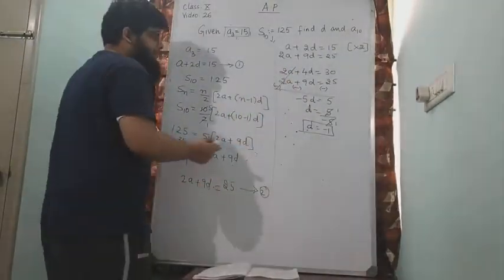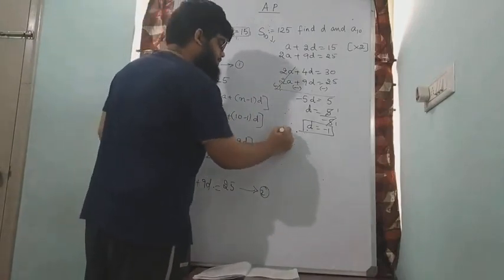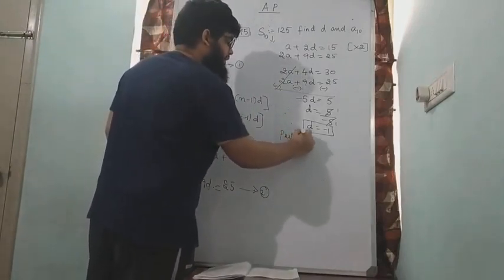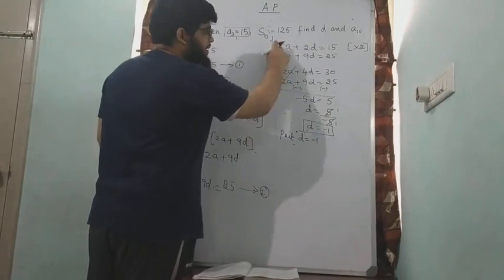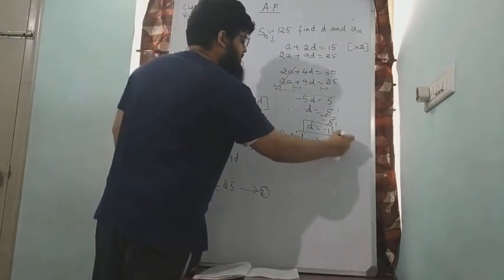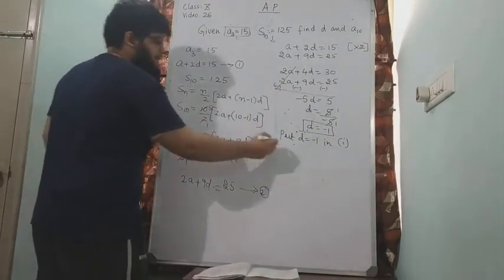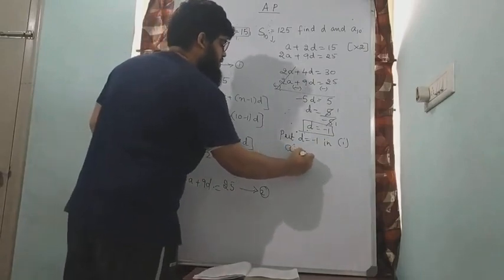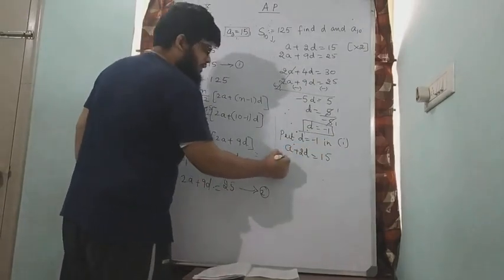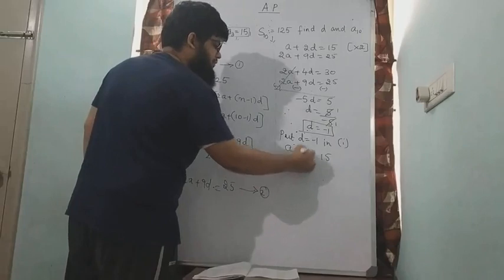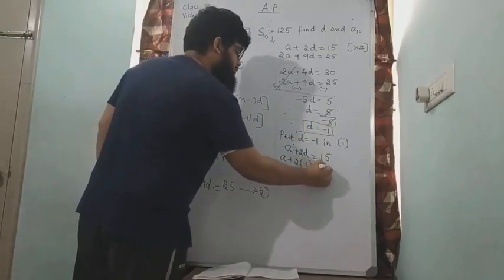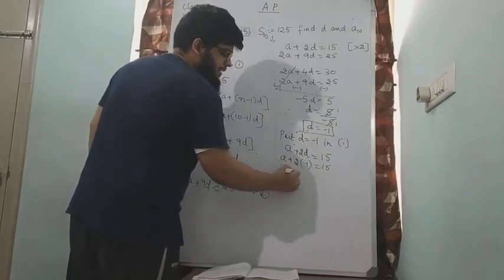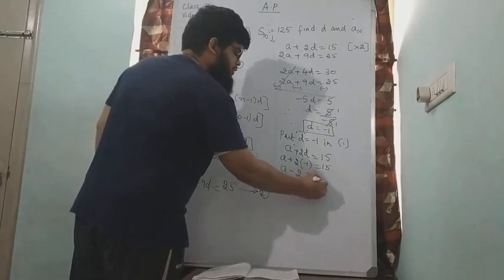Now you have got D. After getting D, you can put D is equal to -1 in any one equation of your choice. Let me say in equation number 1. What is equation number 1? A plus 2D is equal to 15. A plus 2 into the value of D is -1 is equal to 15. A plus into minus is minus. 2 ones are 2 is equal to 15.